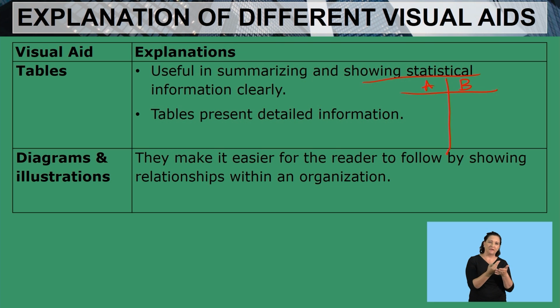They make it easy for the reader to follow by showing relationships and organization. These are diagrams, maybe skeletons, maybe drawings, where we are labeling the diagram and all that. So we are done with the explanation of the different visual aids. But now you're probably asking yourself, why is it important that we have visual aids? What is the purpose of visual aids?